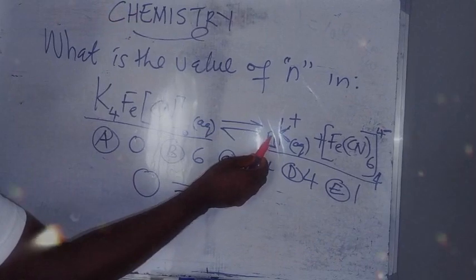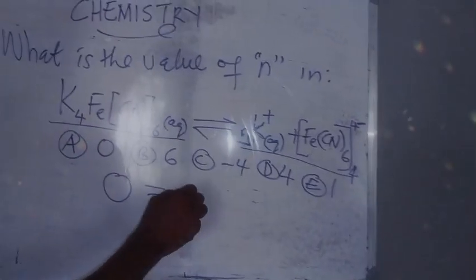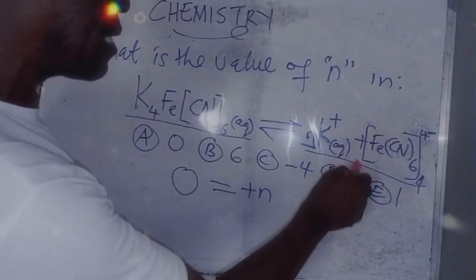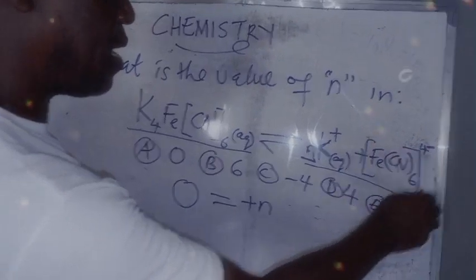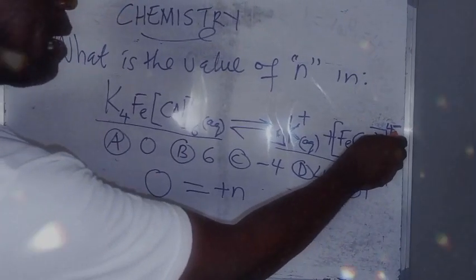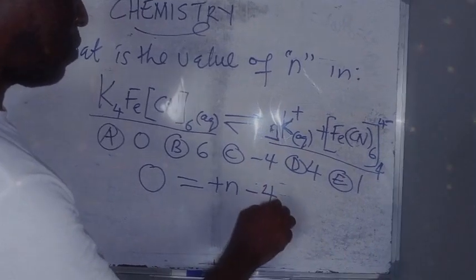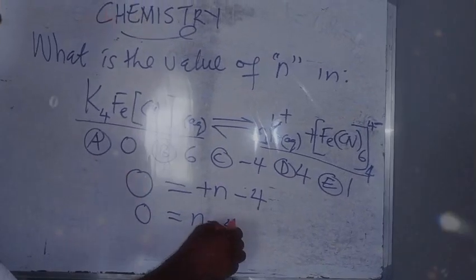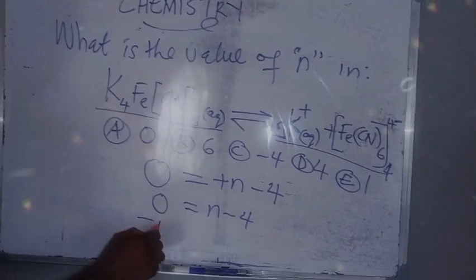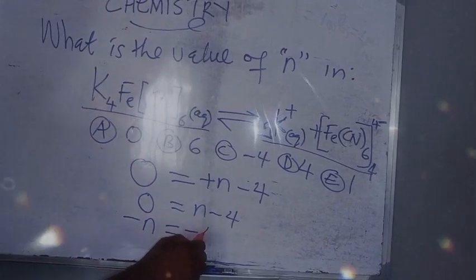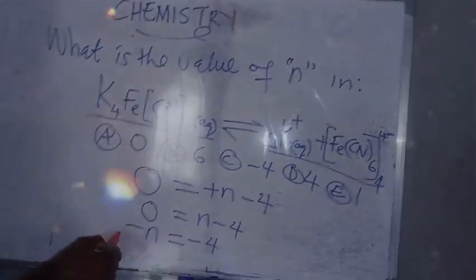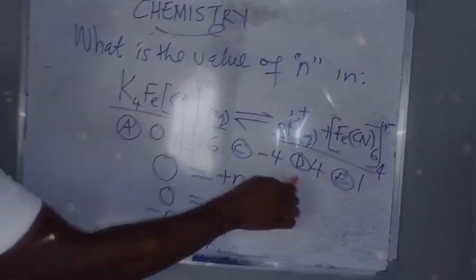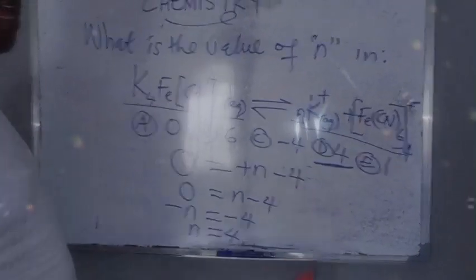Now here, let's start from this. n times plus 1, that's plus n. Then here we have, what is the charge carried by this? The charge carried here is minus what? Minus 4, okay? So minus 4. So we are looking for n. So this is 0 equals n minus 4. Carry this n to this side. That will be minus n equals minus 4. Minus cancels minus. Divide both sides by minus. So n is equal to what? 4.